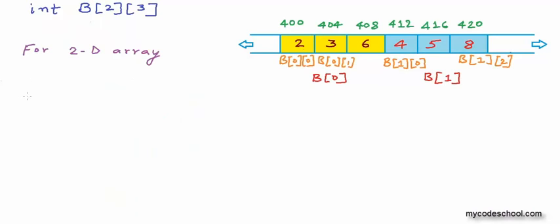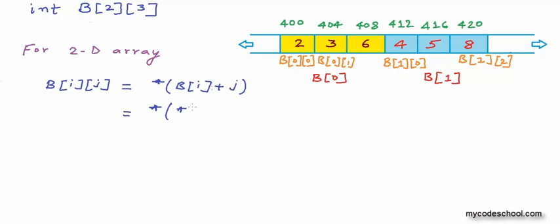For a two-dimensional array, bij, where b is the name of my two-dimensional array and i and j are some indices, can be written as *(bi + j), and once again bi can be written as *(b + i). So these three expressions are the same. I would recommend trying all of this in real code.